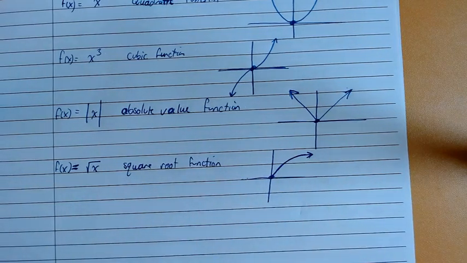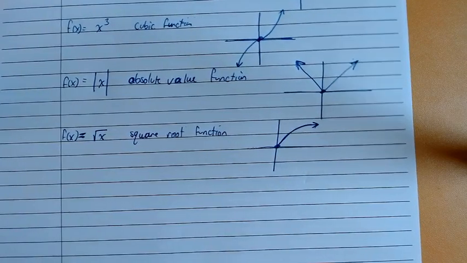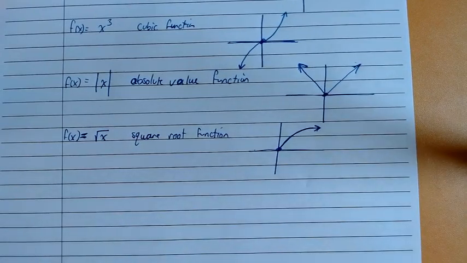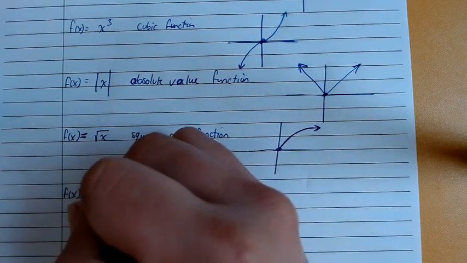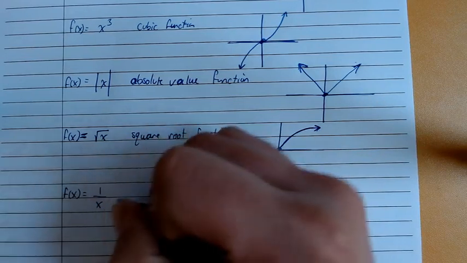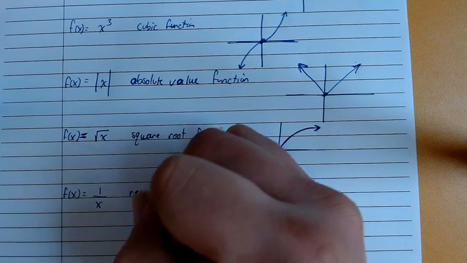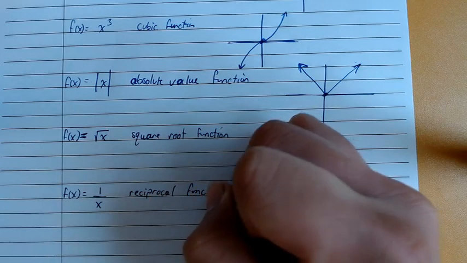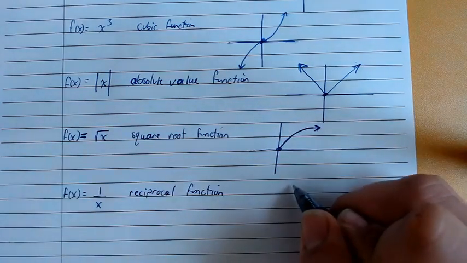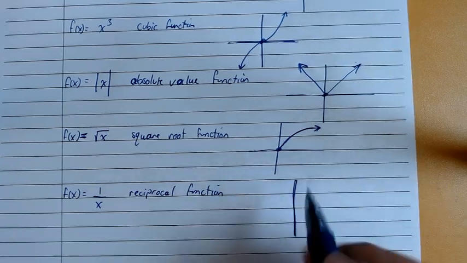Finally, we're going to look at what's called, depending on what book you're looking at, either the inverse function, the rational function, or the reciprocal function. So here I'm going to settle on the name reciprocal function. However, there are other names for it. Here you're saying the reciprocal of x. The reciprocal function is the only one that doesn't go through the origin. However, the origin does still play a role.